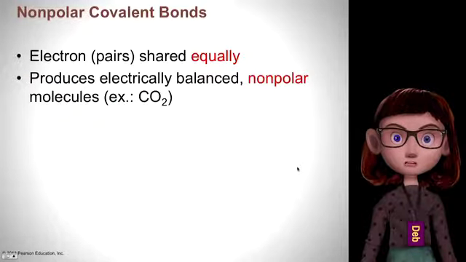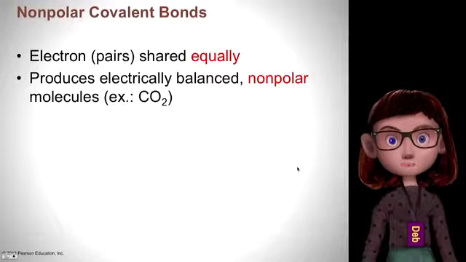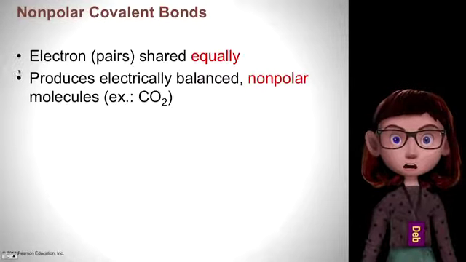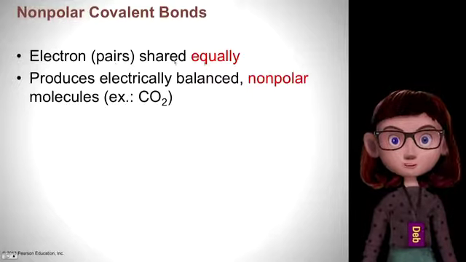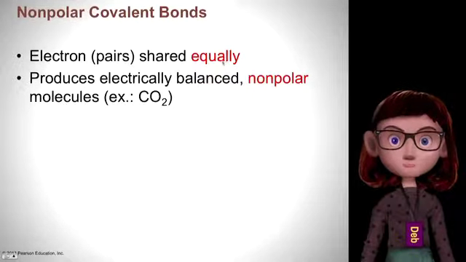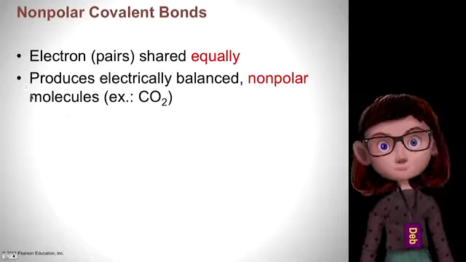Okay, so nonpolar covalent bonds. The covalent bonds that you just saw in the previous examples are nonpolar covalent bonds. And there are other ones too. This is when electron pairs are shared equally. The electrons are shared equally between the 2 atoms. It produces an electrically balanced nonpolar molecule.